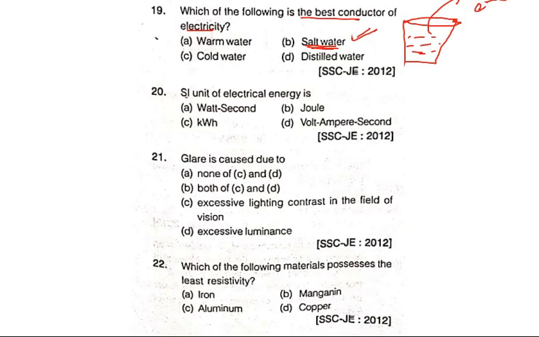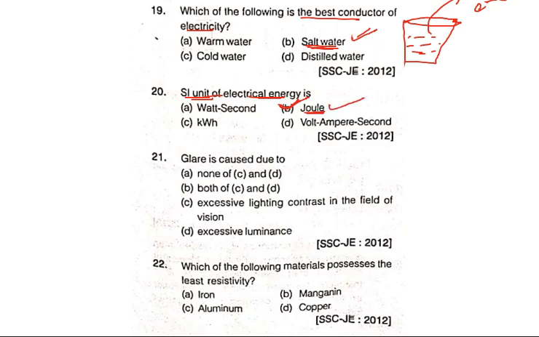Next one, SI unit of electrical energy is, it is not kilowatt hour, it is joule. Remember, very important. If they ask you the commercial unit of electrical energy, we can use kilowatt hour. Here they are asking the SI unit of electrical energy, so the answer is joule.